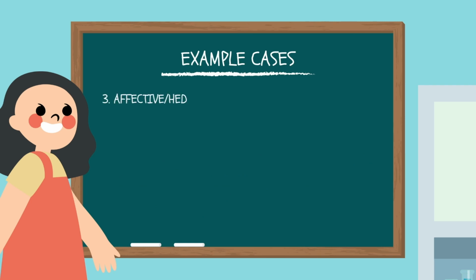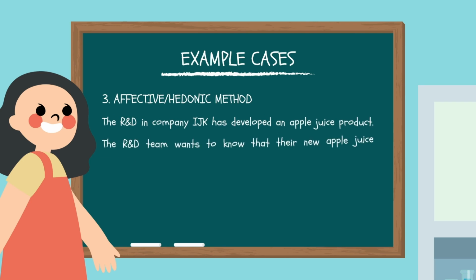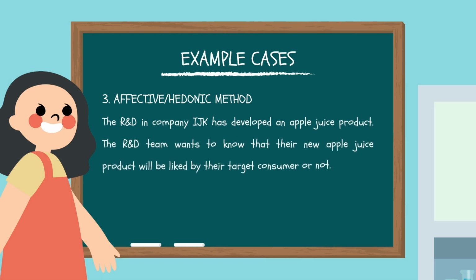A case example for the affective or hedonic test: the R&D team in company IJK has developed an apple juice product. The R&D team wants to know whether their new apple juice product will be liked by their target consumers or not.